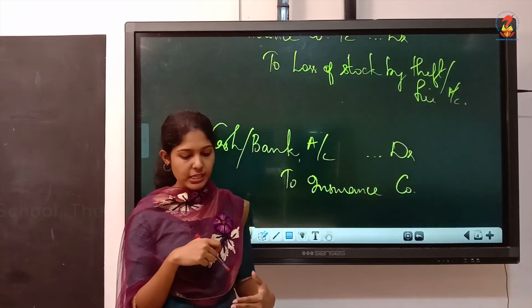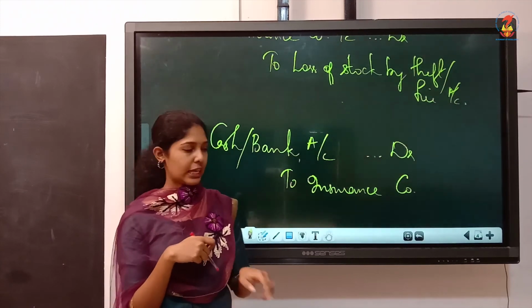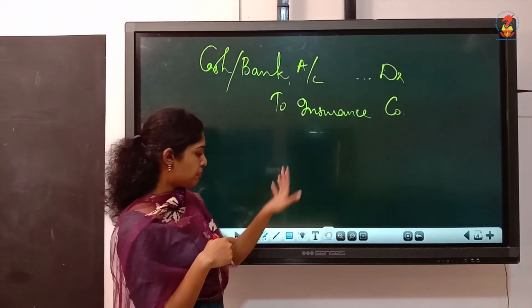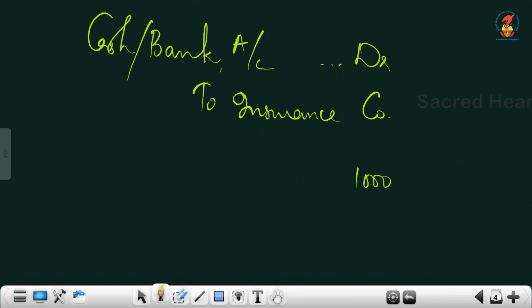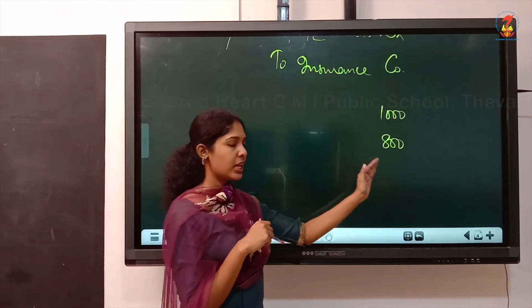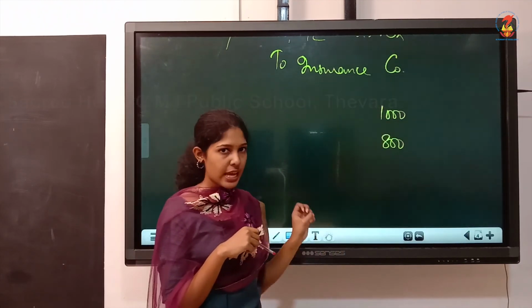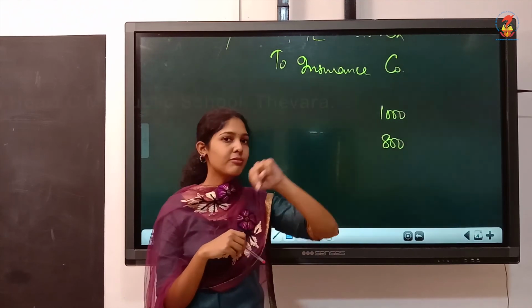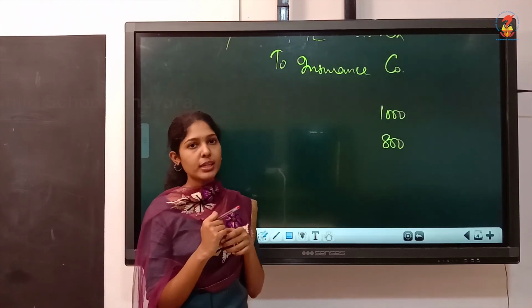Then the next subhead, when the insurance company does not pay the full claim. Suppose you had a loss of 1000. The insurance company gave us only rupees 800. If this is the situation, can we simply write cash or bank debtor to insurance company? No, because we haven't received the entire 1000. Still there is a loss of 200. That also we have to account for. We have to record it in the entry.